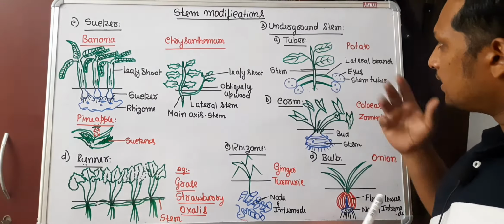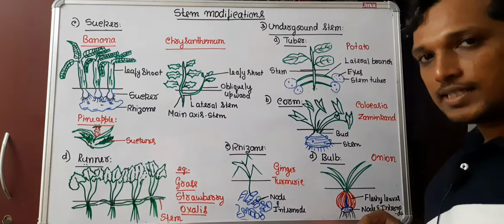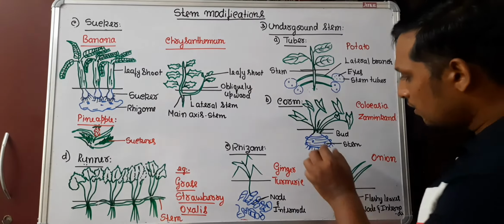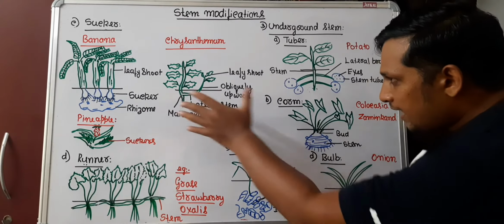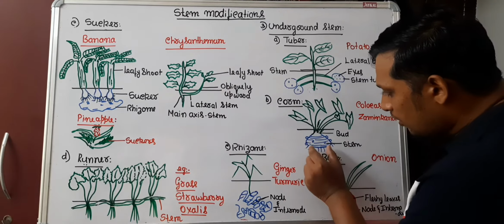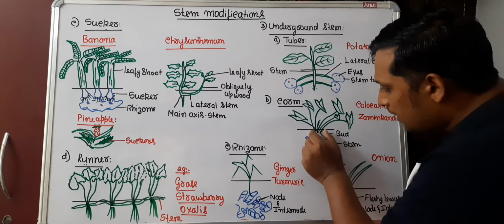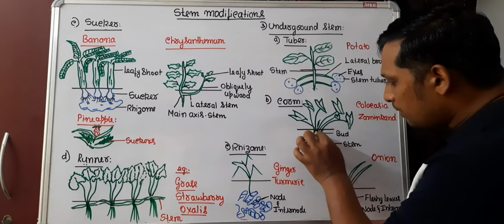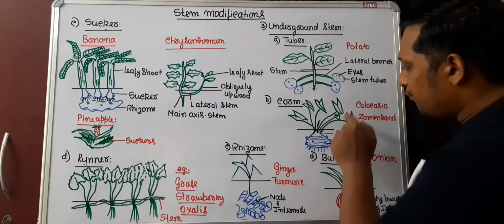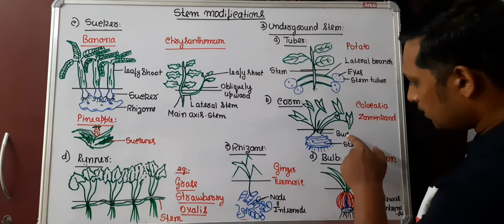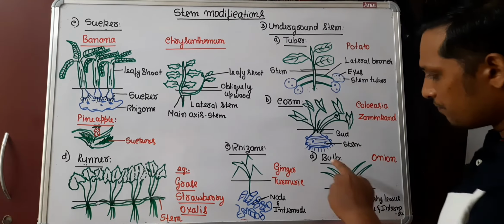Corm is an underground stem modification. Corm is seen in colocasia as well as in zamindkand or elephant yam. Corm is an underground stem. It does not spread horizontally like that of rhizome. It has a broad lower structure, and as it comes to the apical tip, it becomes narrower. There will be a bud at the tip, and from that bud there will be production of a leafy shoot. So here you can see this is a stem, colocasia, zamindkand.